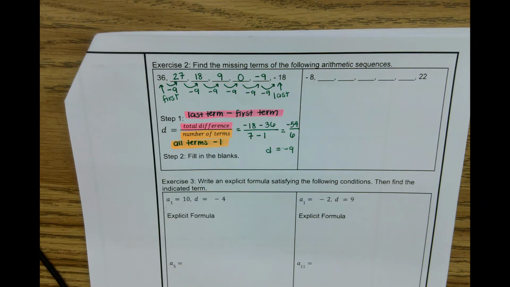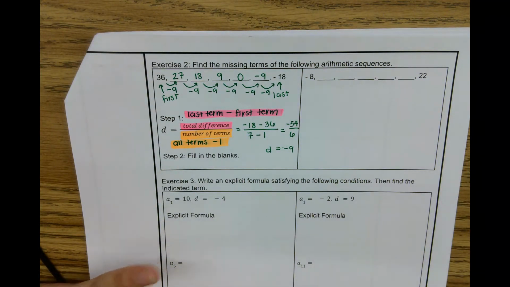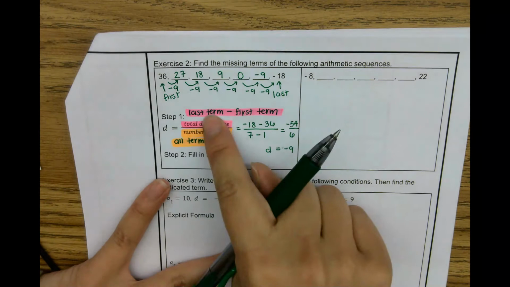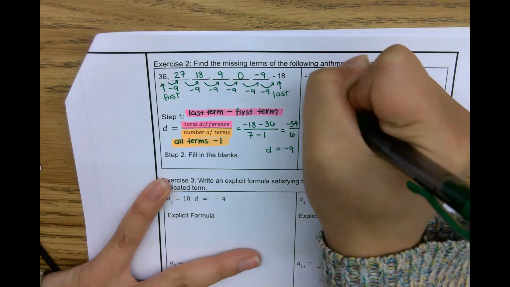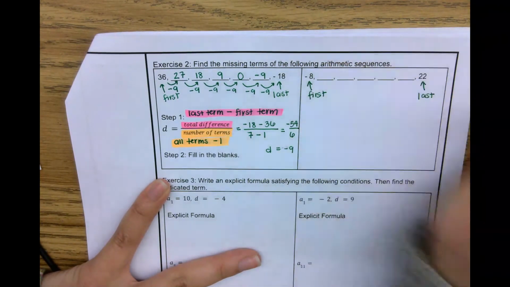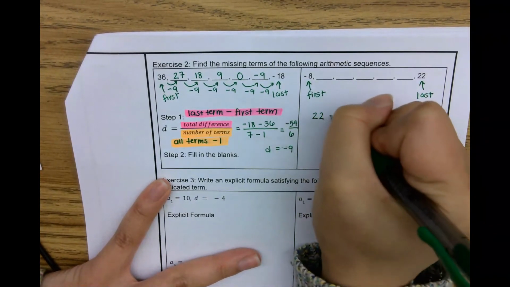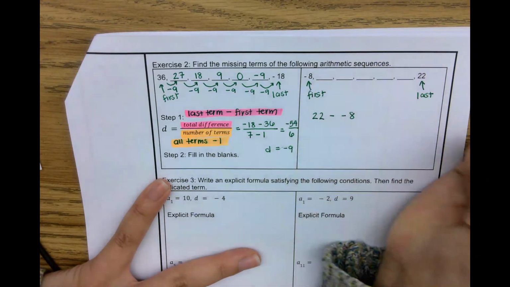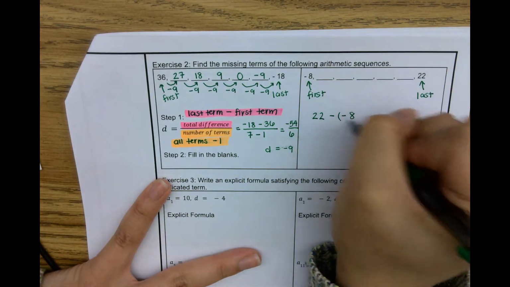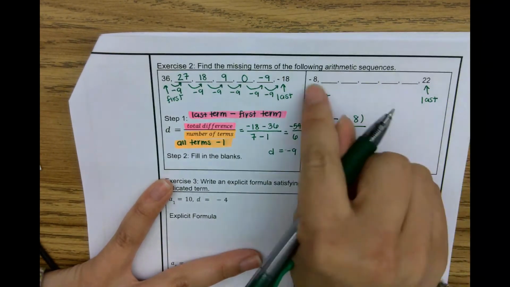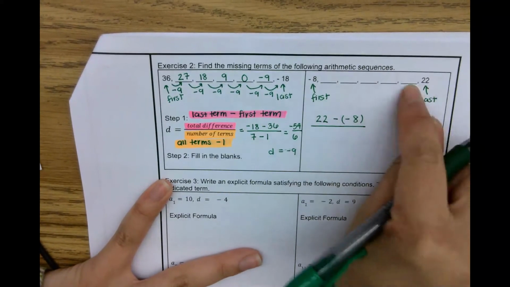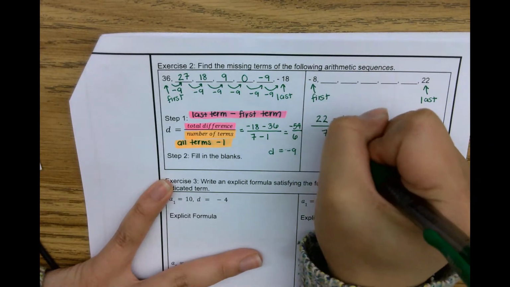So now let's try this one. It's going to be our last term minus our first term. So here, 22 is our last term. Negative 8 here is my first term. So I'm going to do 22 minus negative 8, divided by how many terms I have. So 1, 2, 3, 4, 5, 6, 7, minus 1.